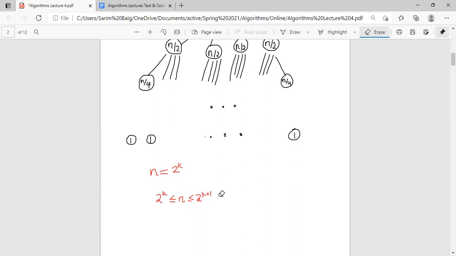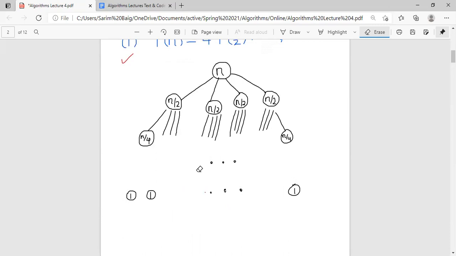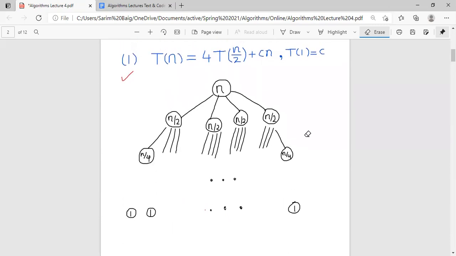In some cases, I can even take the assumption that n is a power of 3 if I'm dividing by 3 each time. So these are just simplifying assumptions which do not disturb the analysis. They do not hurt the analysis. So this was a bit of a detour just to explain that we can take this assumption, and it makes our analysis or math clean. So now let's come back to our recurrence.